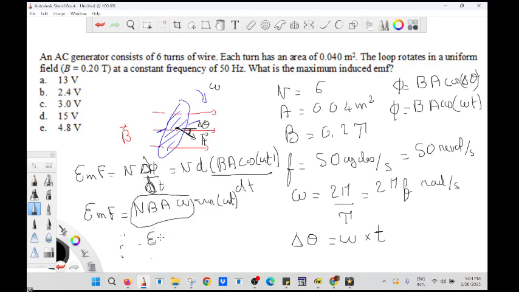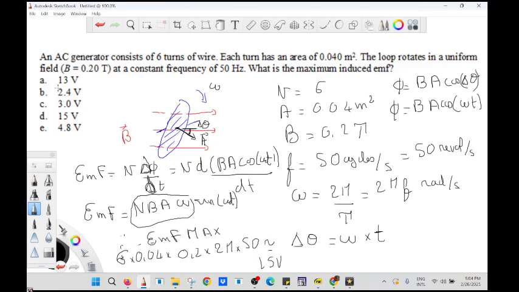That will be called the EMF max. So at that point, you can plug it in. It's going to be 6 times 0.04 times the area, which is B. No, B is 0.2. The area is 0.04 times omega. So omega is 2 pi times the frequency. And that will be the peak. It's going to be the peak.